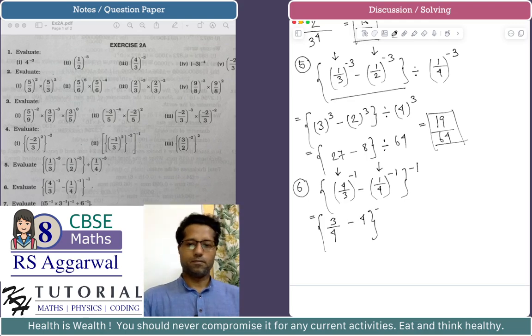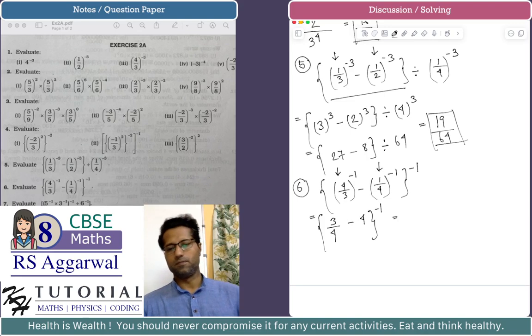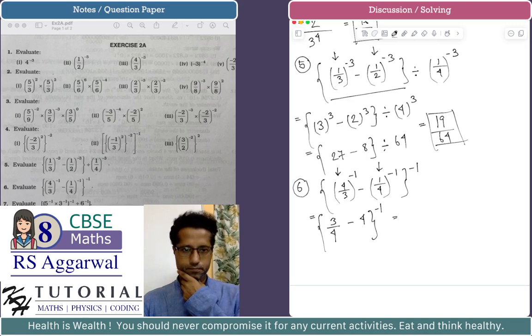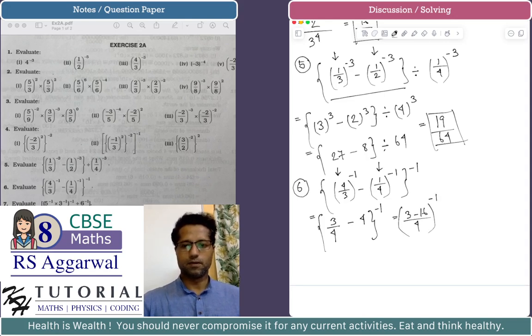We have minus 1. This is equal to, if you simplify 3 by 4 minus 4, it will be 3 minus 16 by 4, and this is whole raised to the power minus 1. Now this is equal to minus 13 by 4 whole raised to the power minus 1.